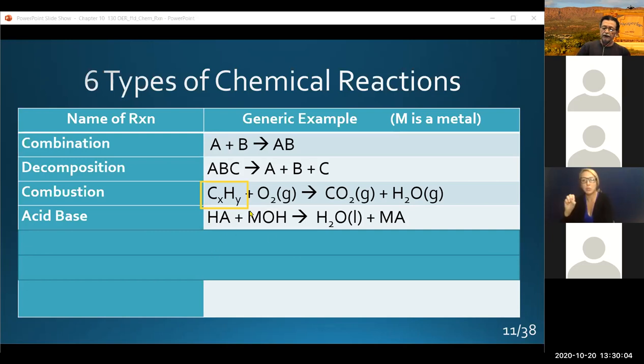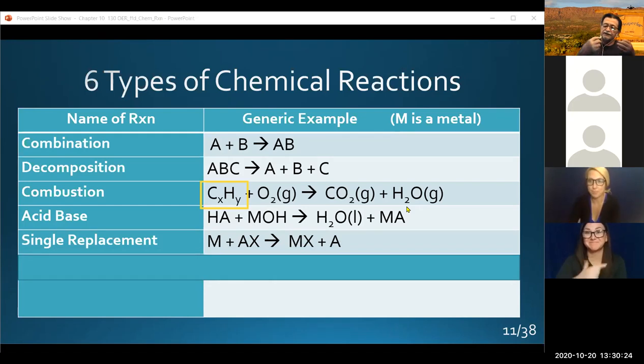So the metal of the hydroxide, which is the cation, combines with the anion of the acid, shown as A. And so we make MA, where M is a metal and A is the anion. So, okay.